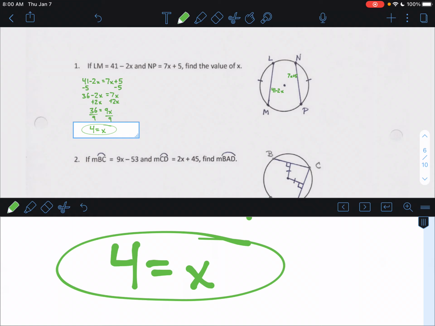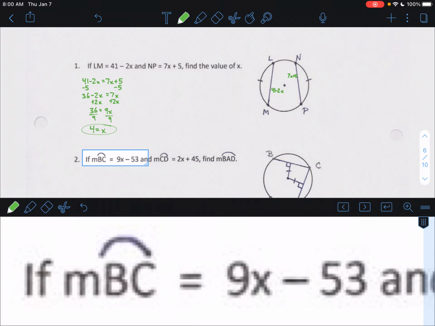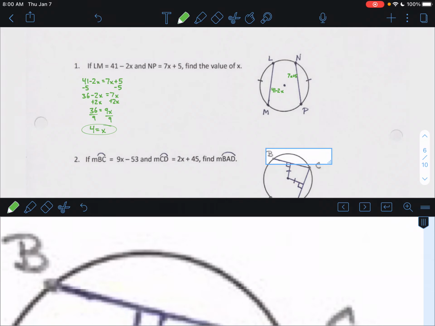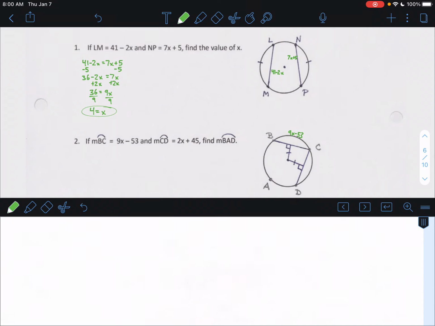All right, cool. So that was our first property that said if the arcs are congruent, then the chords are congruent, and vice versa. Our second property about the arcs or the chords being equidistant from the center, let's look at an example of that one. So we have that the measure of arc BC is 9x minus 53. And the measure of arc CD is 2x plus 45.